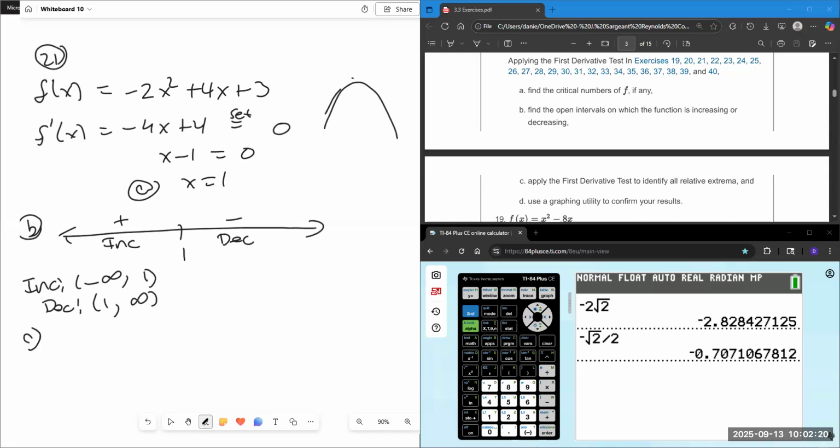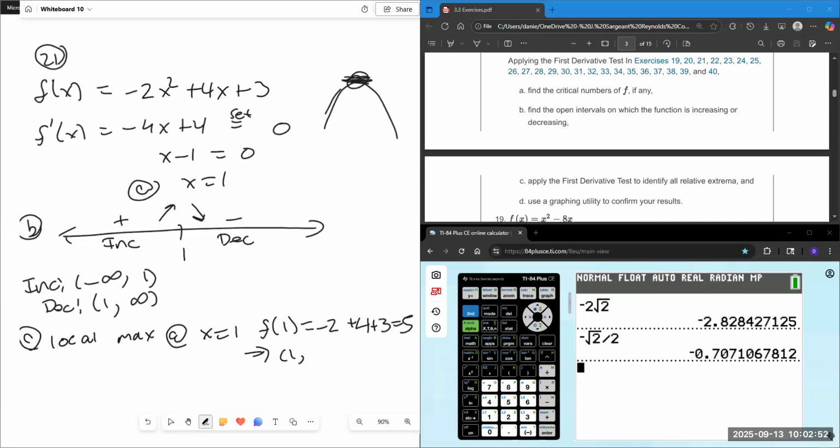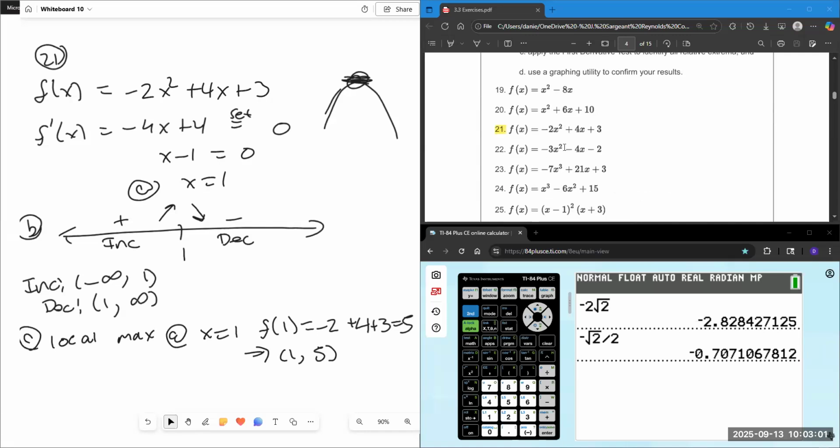We have a local max at x equals 1 because we were increasing and then start decreasing. So that shows me that I'm going to have a high point in the graph there where the slope is 0, that critical number right there. And I plug that back in. F of 1 is equal to -2 plus 4 plus 3. 7 minus 2 is 5. So this turns into the point (1, 5), which would be my vertex. I could also find the vertex form of the parabola there since it's quadratic, and I would know what the maximum was.